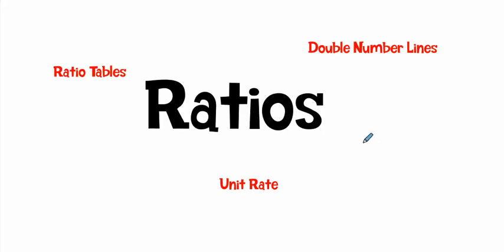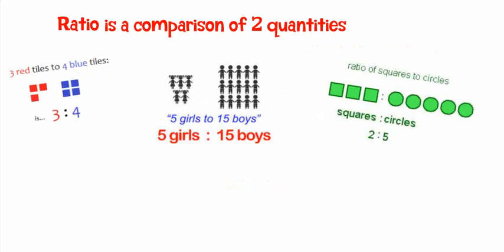All right, I'm doing a quick ratio video, just going over some of the concepts from sixth grade. So let's just talk about what a ratio is. A ratio is just a comparison of two things. If I'm comparing red tiles to blue tiles, that's a 3-to-4 ratio. If I'm looking here at girls to boys, that's 5 girls to every 15 boys, and so on, okay?